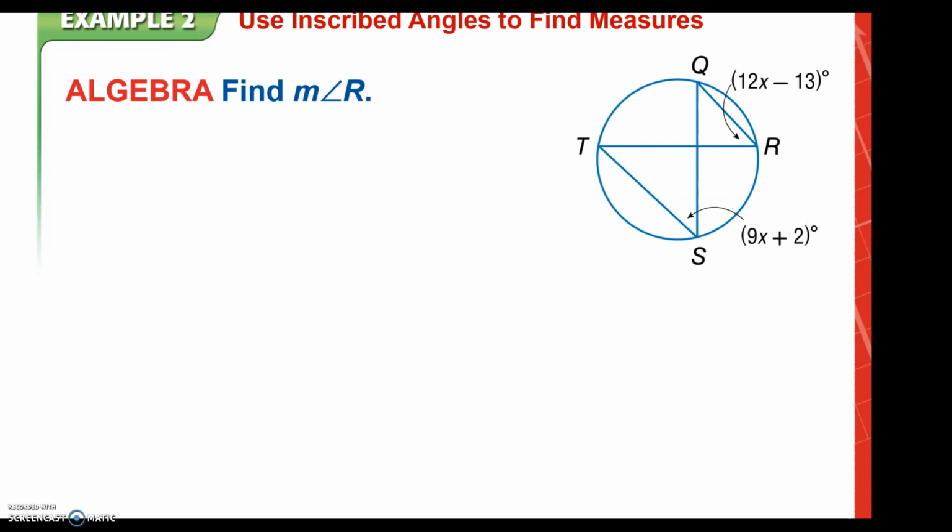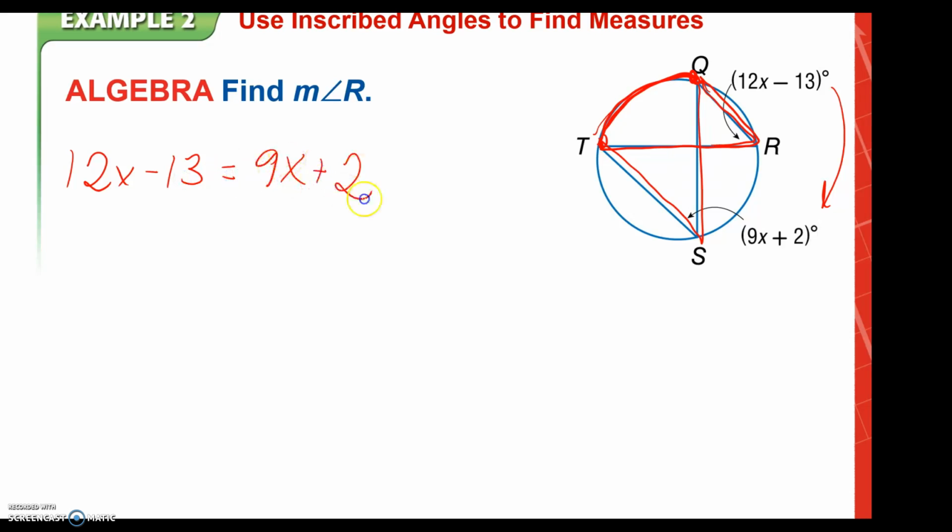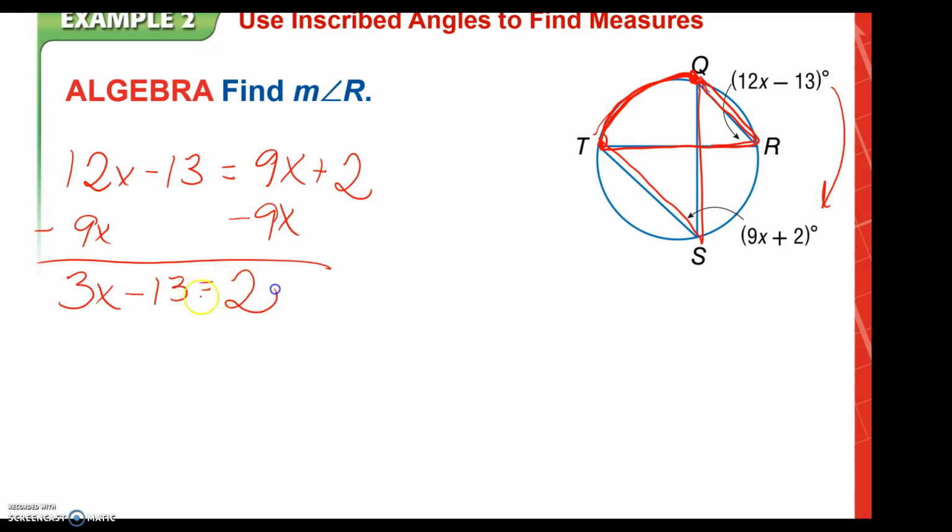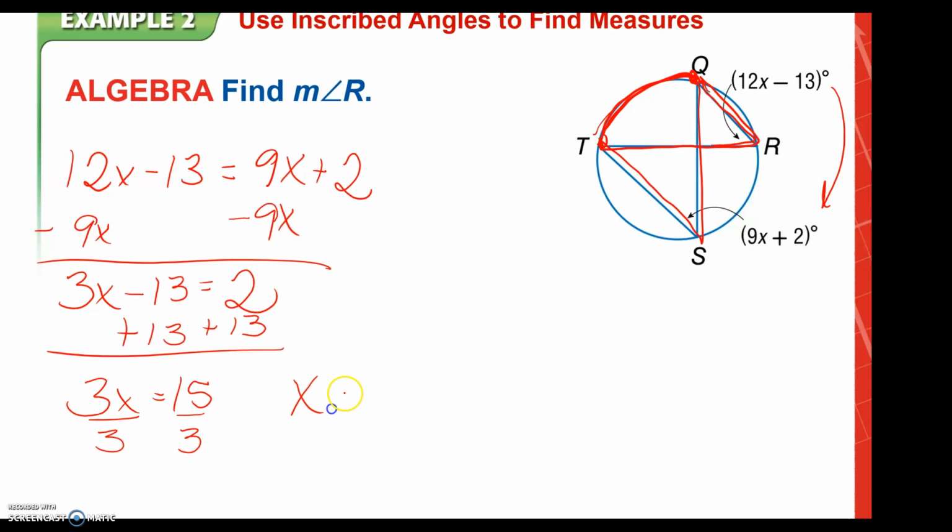So we're looking for R here. Angle R, its intercepted arc is QT, and angle S's intercepted arc, the sides of the triangle end at QT also. So since they both have the same intercepted arc, these are equal. So 12x minus 13 equals 9x plus 2. Subtract 9x: 3x minus 13 equals 2. Add 13: 3x equals 15. So if I divide by 3, x equals 5.